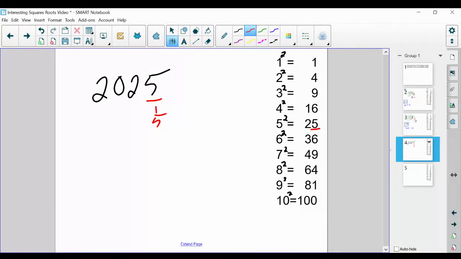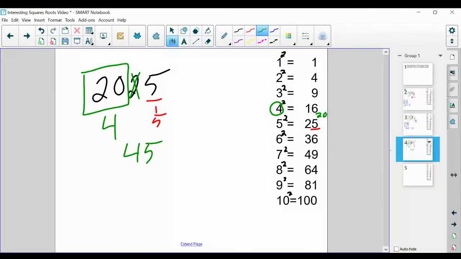But now we have to figure out what is going to be the next digits, the bigger digits in our perfect square. So we forget about the tens and we look at 20. We say, okay, where does 20 fall in line of our perfect squares? 20 falls in between 16 and 25. So we're going to go with 16, which means we have to be in a 4. Therefore, our answer is 45.